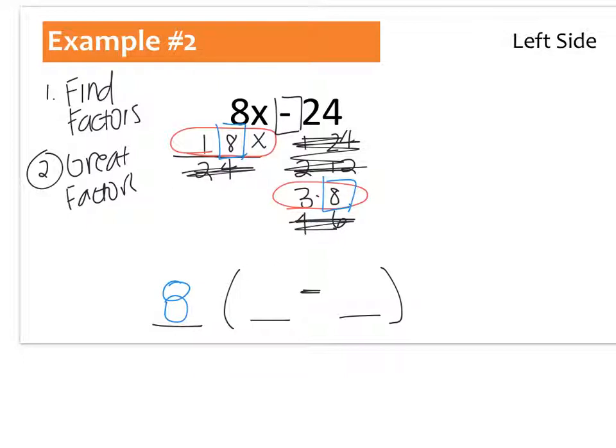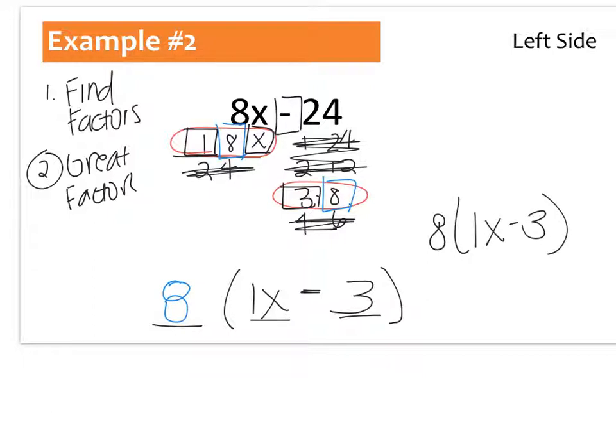With that said, by taking the 8 on the outside, what am I left with? So for this first side, on the left-hand side of the subtraction, I'm left with a 1 and I'm left with an x. So I'm going to put here 1x. On the right-hand side, I am left with a 3. So I'm going to write on this right-hand side a 3. So rewriting it using distributive property, I'm left with 8 parentheses 1x minus 3. Okay?